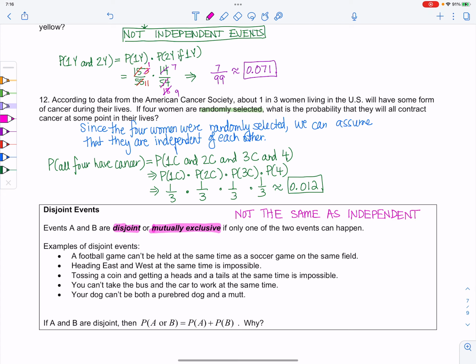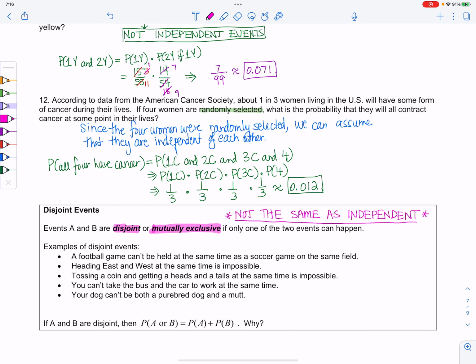Because remember, independent means knowing what happened with the first one doesn't at all give you any information about what's going to happen with the second one. If the events are disjoint or mutually exclusive, then you know if the first one happened, the second one didn't happen. So this is not the same as independent.